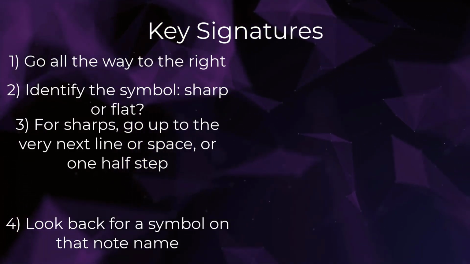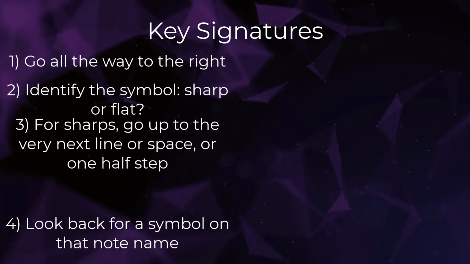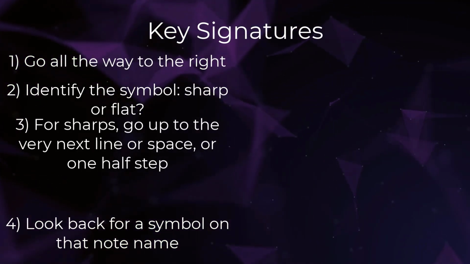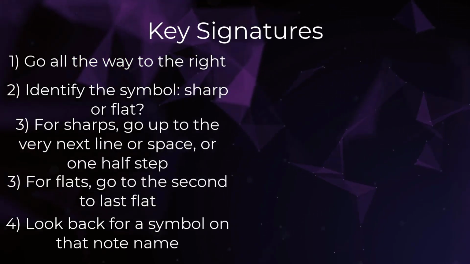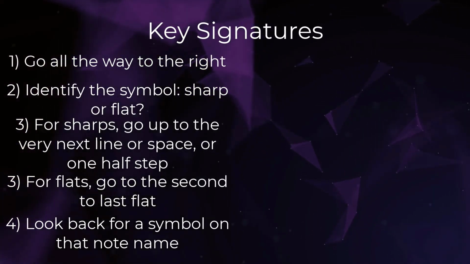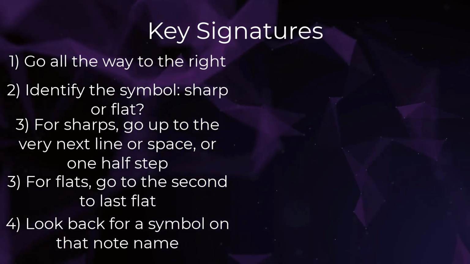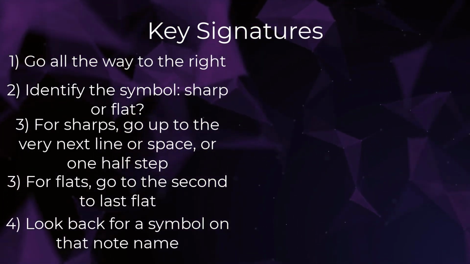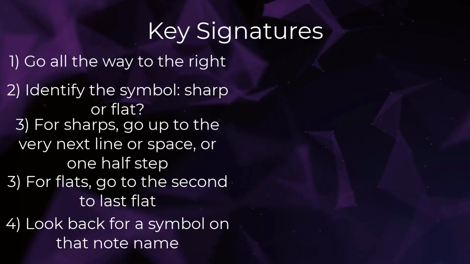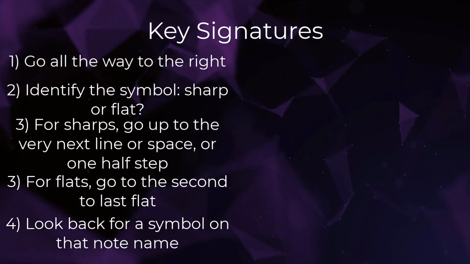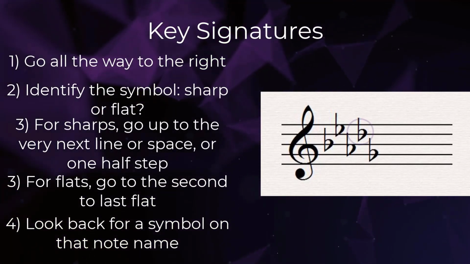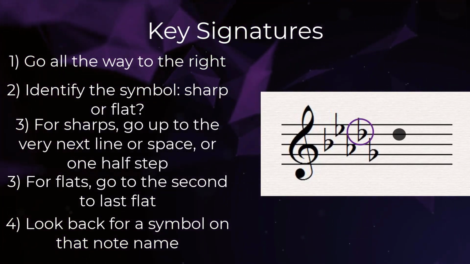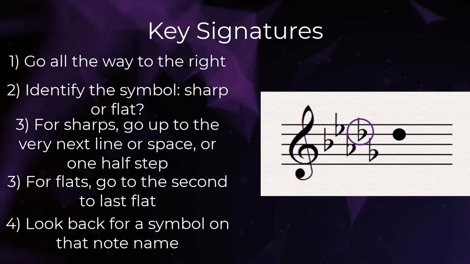So we go all the way to the right, we determine these are flat symbols that we're looking at, and now is where we get a little bit tricky. For all key signatures with more than 1 flat, find the second to last flat. If there is only 1 flat, best to just memorize that one as F major. In this case, with 5 flats, that is here. Draw your note head.